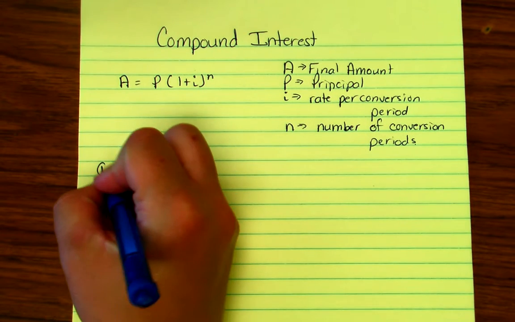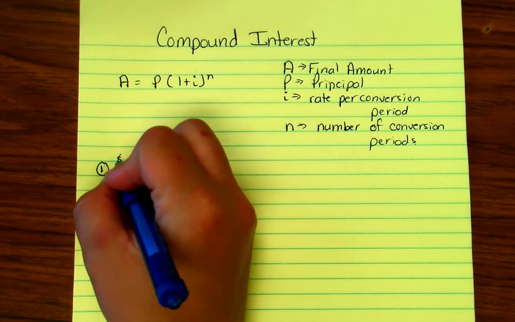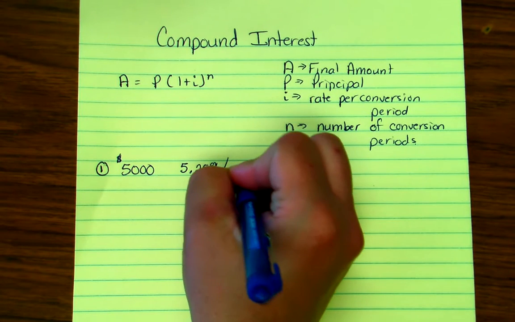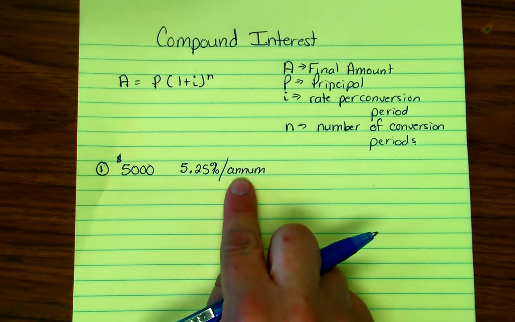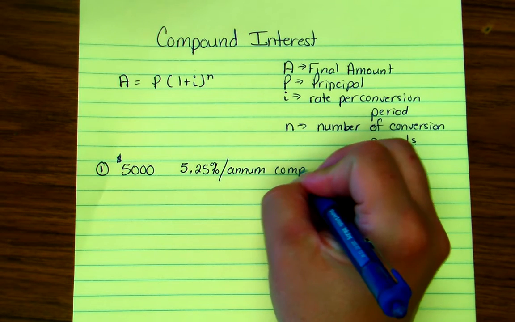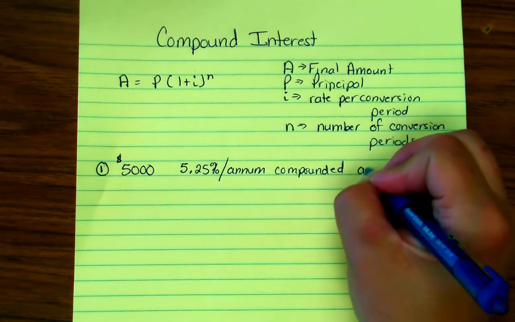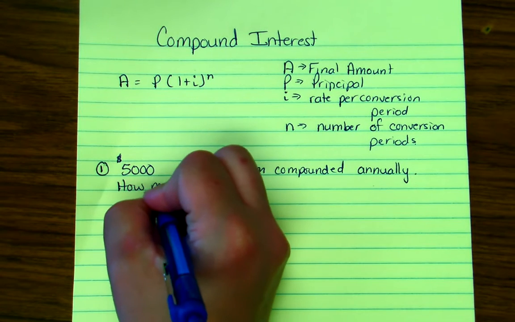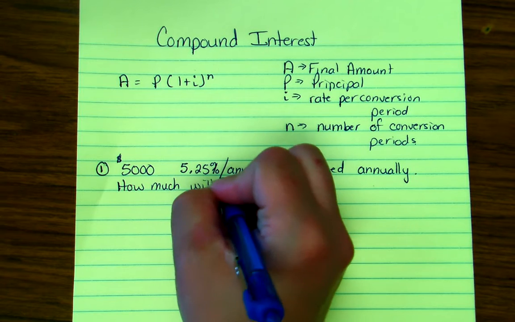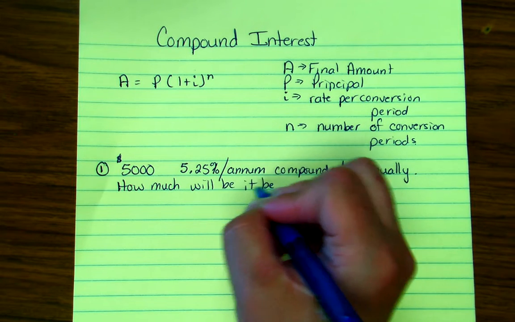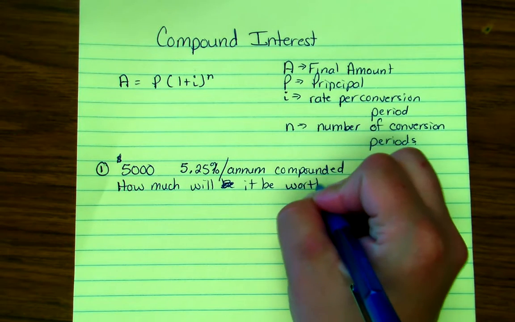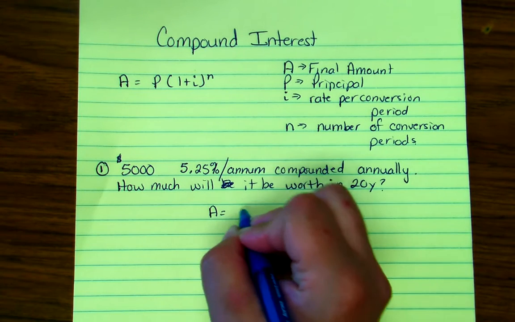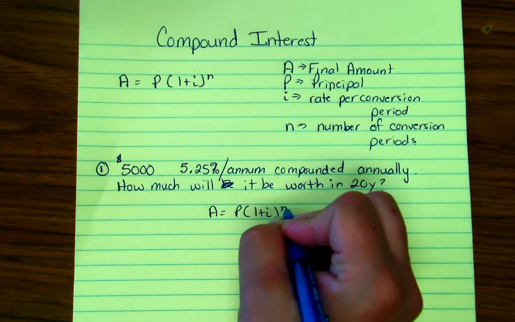So question number 1, $5,000 is invested at 5.25% per annum. That's just Latin for each year, but compounded annually. How much will it be worth in 20 years? So my formula is A equals P, 1 plus I to the n.